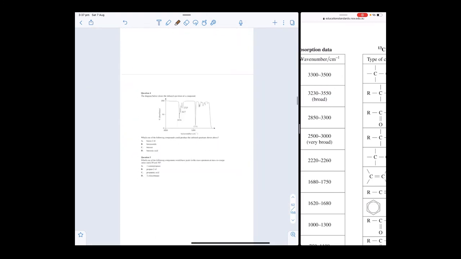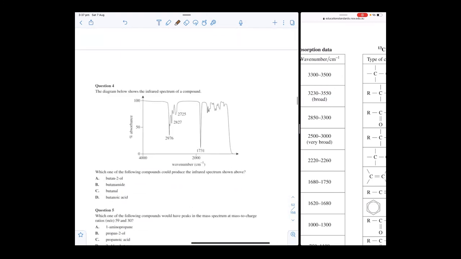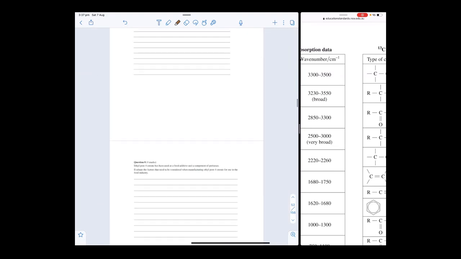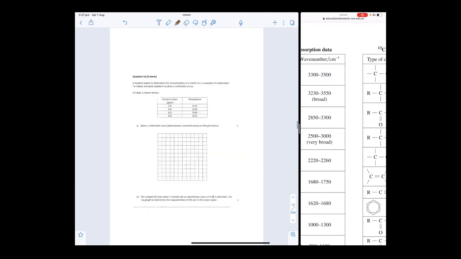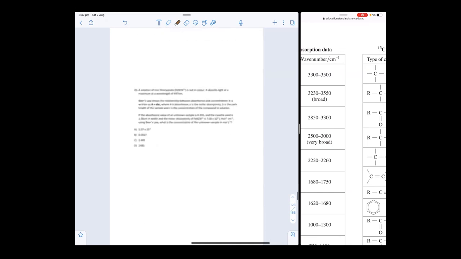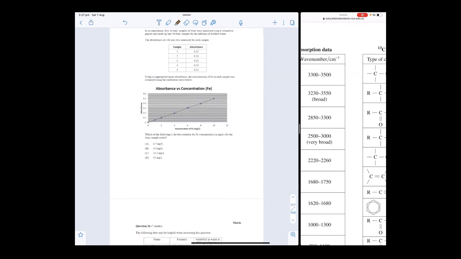Do more of these questions. Literally do all of the NMR questions you can do. And next lesson, come to me with specific NMR questions. Okay? So try doing as many NMR questions from this trial booklet as you can. Okay? Good. Any questions? No.